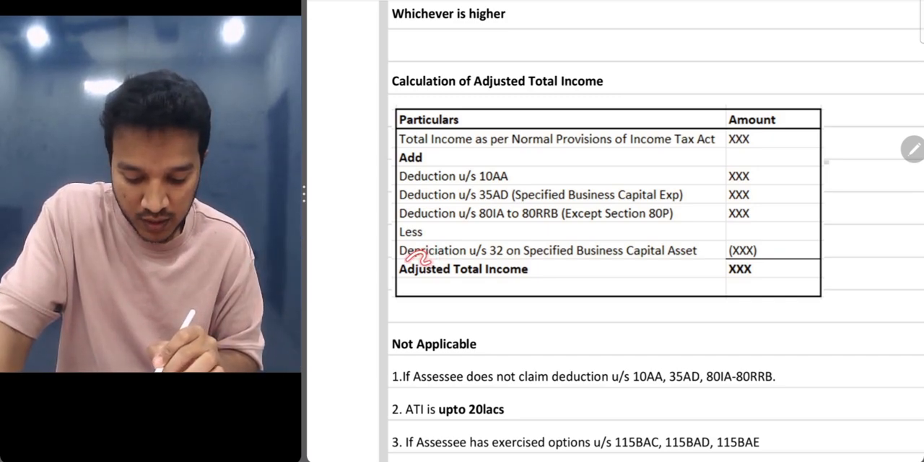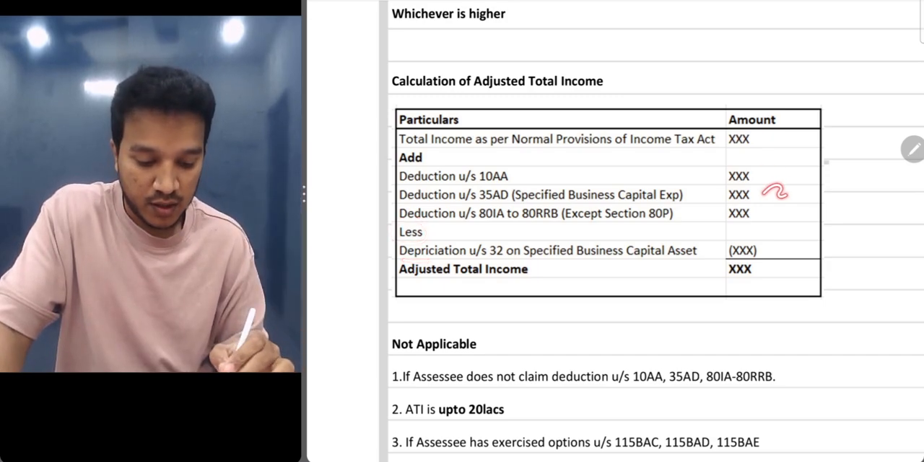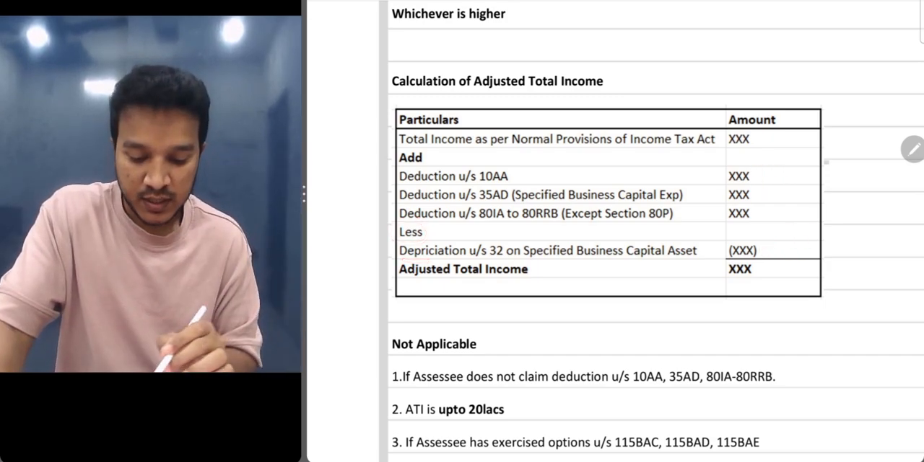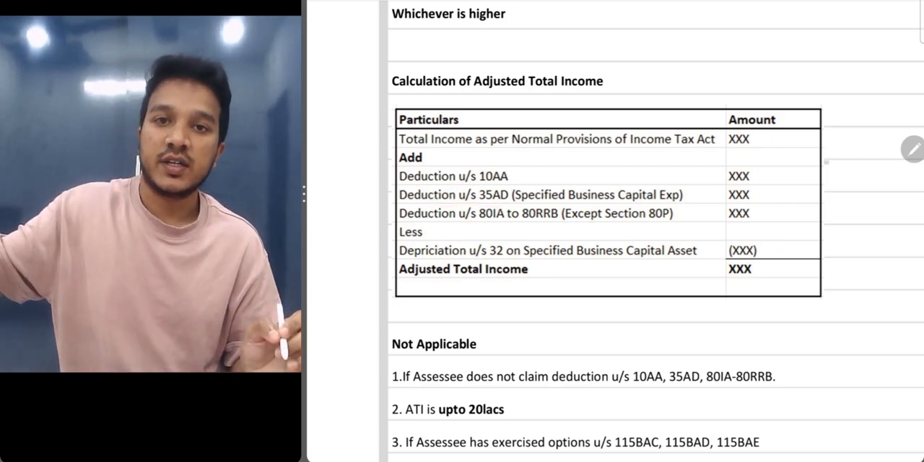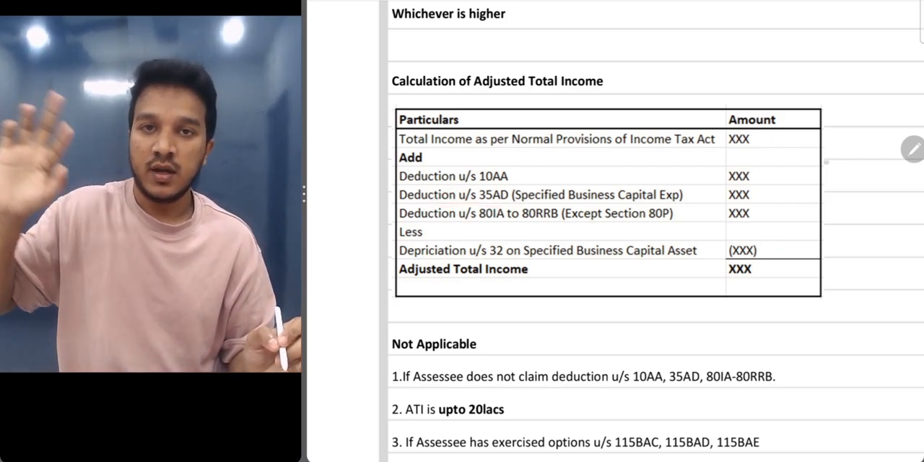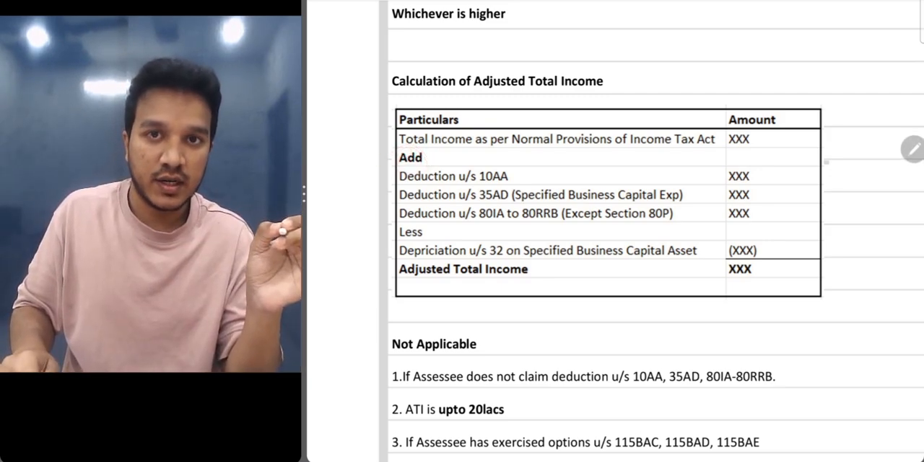One more thing you have to remember is there is only one thing which is allowed. Now you have added all these three things. You will reduce only one item. What is that item? See, deduction under section 35AD. You claim 100% of the deduction in normal provisions. Now what you're doing? You are adding it back. That means you're not claiming 100% of the deduction.